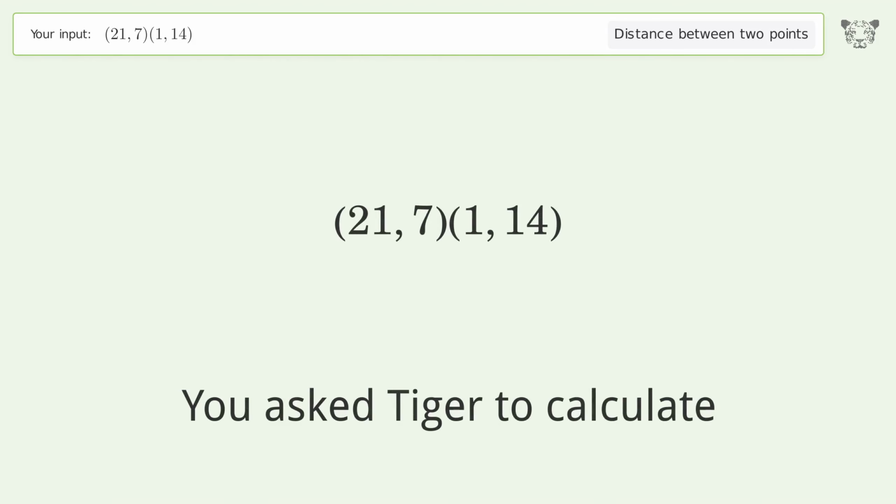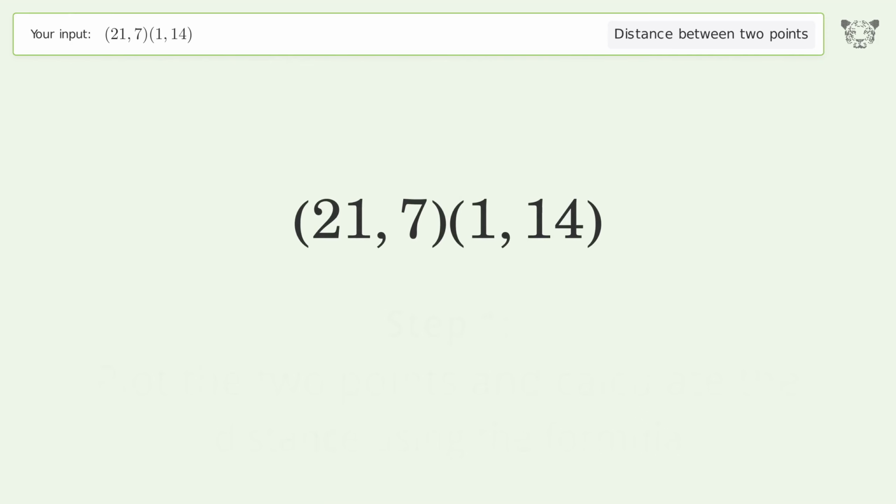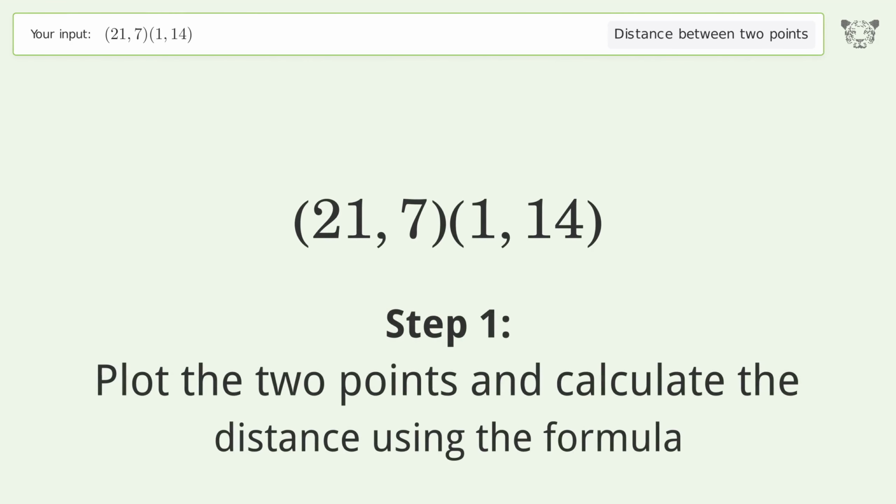You ask Tiger to calculate. This deals with the distance between 2 points. The distance between the 2 points is the square root of 449, or 21.19. Let's solve it step by step. Plot the 2 points and calculate the distance using the formula.